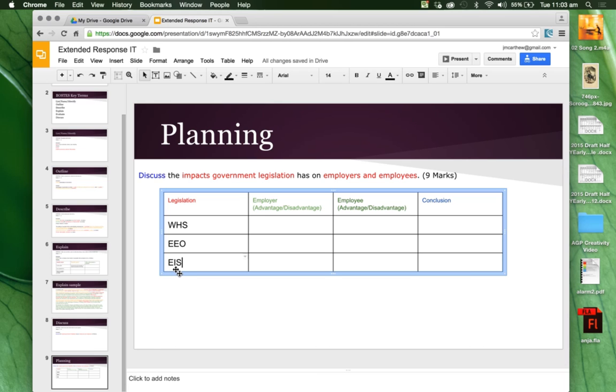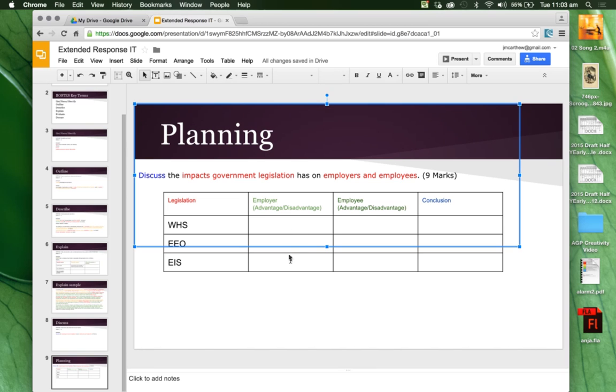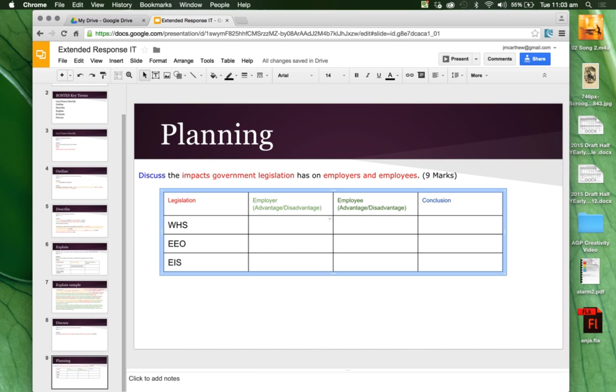But we've actually probably covered all we need at this point. What I might do is I'll add those ones down the track, or you can add more yourselves to it. So you'll notice that I've now put the employer and employee. We need to make sure that we cover the question completely. So we've highlighted the government legislation. There it is there. We've highlighted that it's employers and employees. Now what we're going to fill in is that impacts. And this helps you put it together.